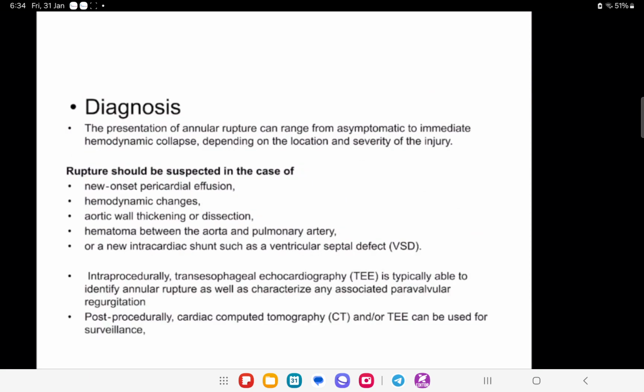Diagnosis: the presentation of annular rupture can range from asymptomatic to immediate hemodynamic collapse, depending on the location and the severity of the injury. The rupture should be suspected in the case of new onset pericardial effusion, hemodynamic changes, aortic wall thickening or dissection, hematoma between the aorta and the pulmonary artery, or a new intracardiac shunt, such as a ventricular septal defect. Intra-procedurally, transesophageal echo is typically able to identify the annular rupture as well as characterize any associated paravalvular regurgitation. Post-procedurally, CT or transesophageal echo can be used for surveillance.